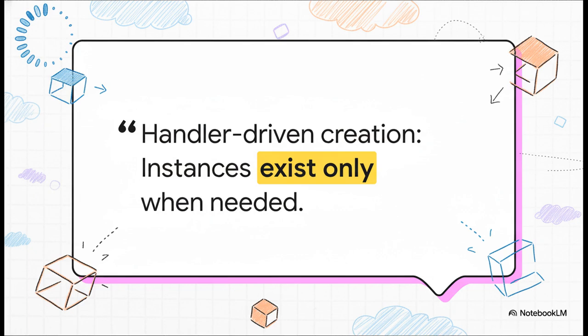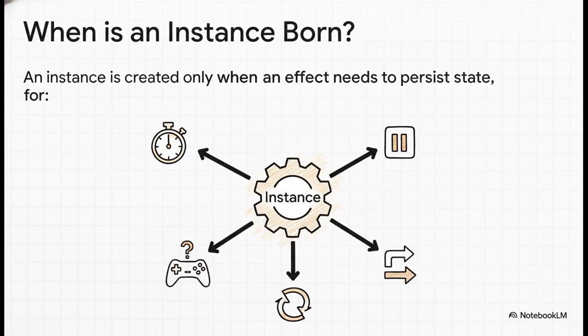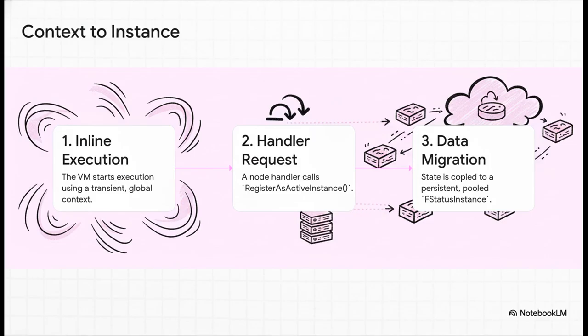But here's the crazy part. Most of the time, you don't even need one of these instances. It's called inline execution. For simple effects, the code just runs and it's done. No persistent state needed. An instance only gets created when things get complicated, like with durations, delays, or loops. So execution starts simple. Then a handler says, hey, we need to save this, and migrates the data.